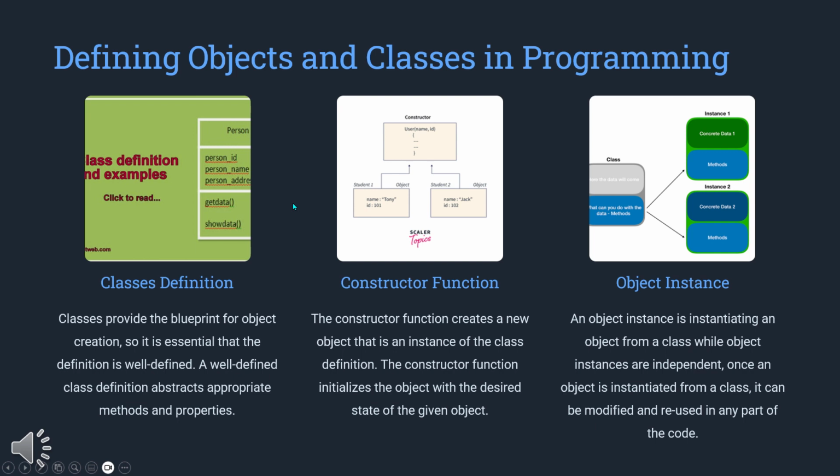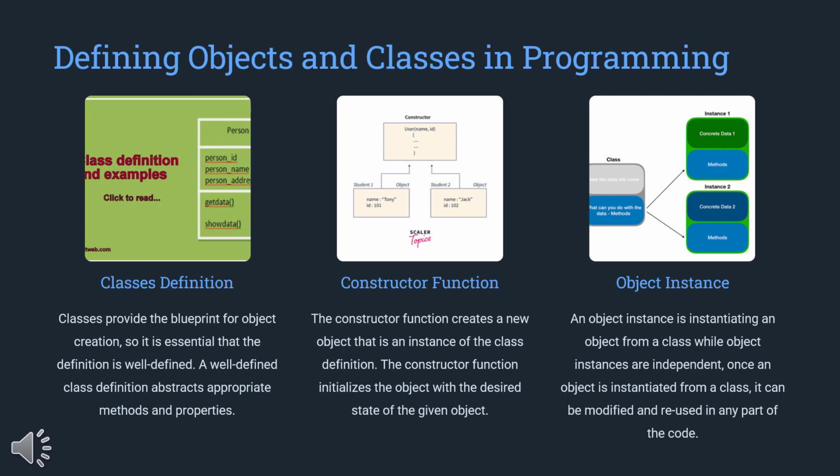Now, defining objects and classes in programming. Class definition. A class provides a blueprint for object creation, so it's essential that the definition is well defined. A well-defined class definition abstracts appropriate methods and properties. Continuing with this, we have the constructor function. The constructor function creates a new object that is an instance of the class definition. The constructor function initializes the object with the desired state of the given object.